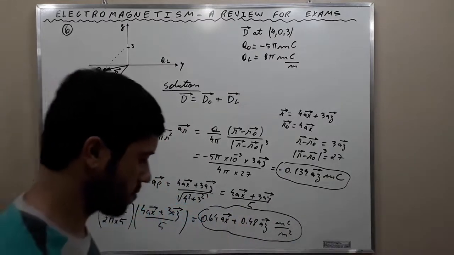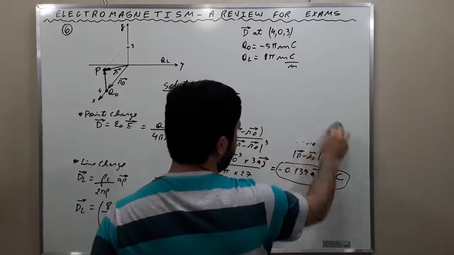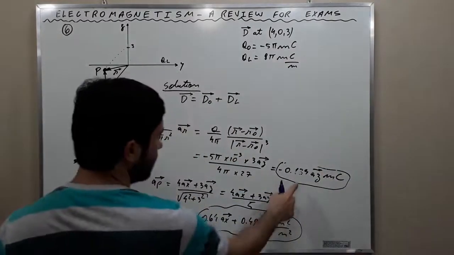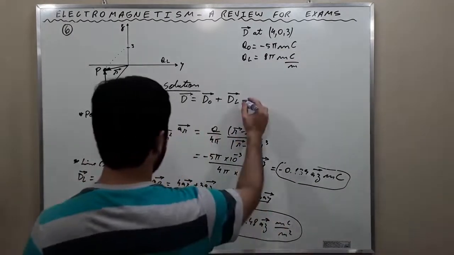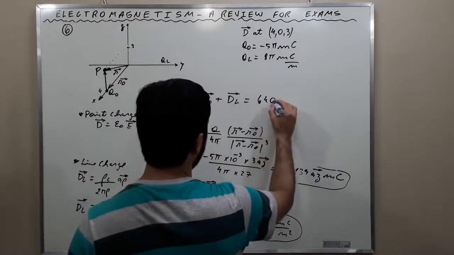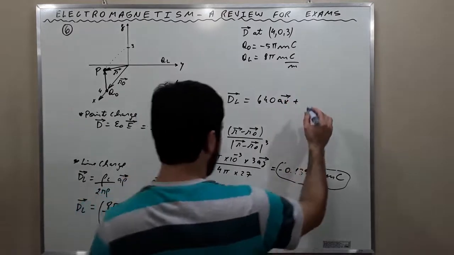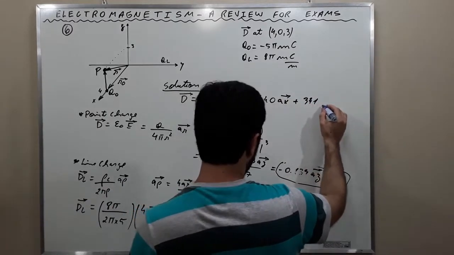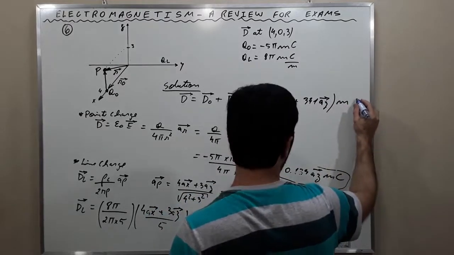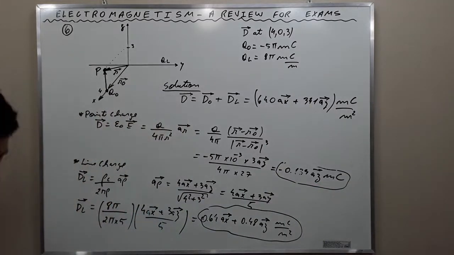All right, and finally, the answer of the problem, the solution, is going to be summing this with this. We get that D at P is 640 in the ax direction plus 341 in the az direction, microcoulombs per meter squared. Okay?